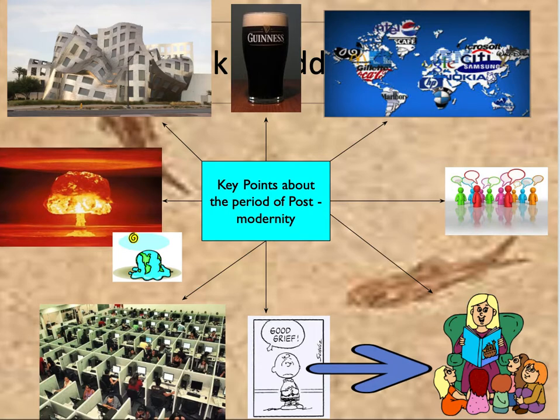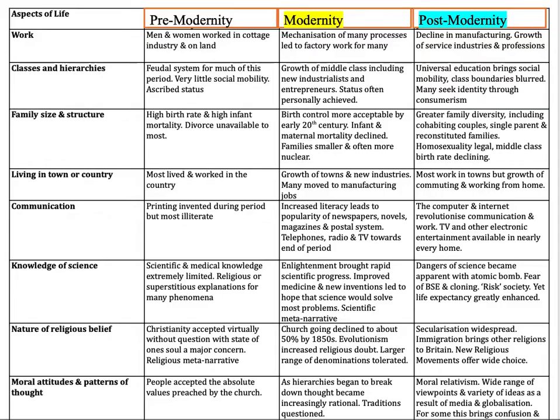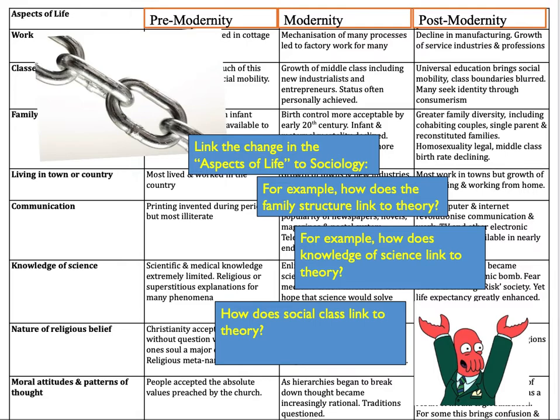For the postmodernist, these changes have led to a break away from the modern society. In this new era, the era of postmodernity, the theories of modernity are no longer relevant because of a change in the social conditions. This offers a summary of some of the changes to different aspects of life. Your task is to try and link that change to sociological theory. I've given you a few examples here.